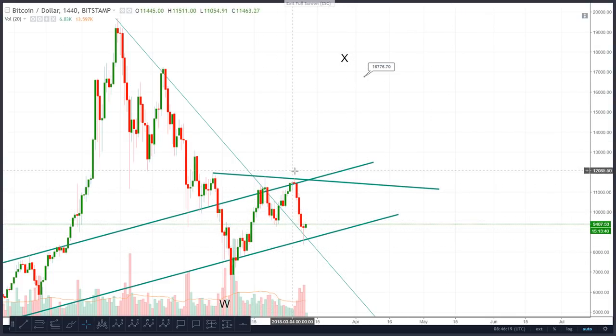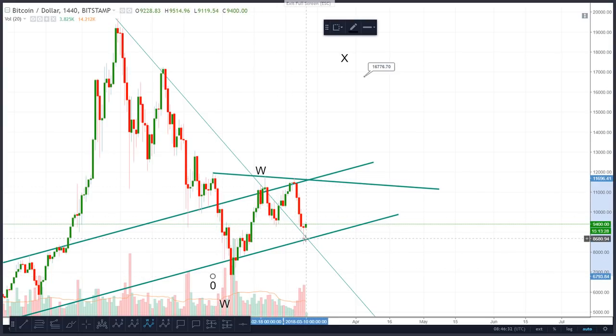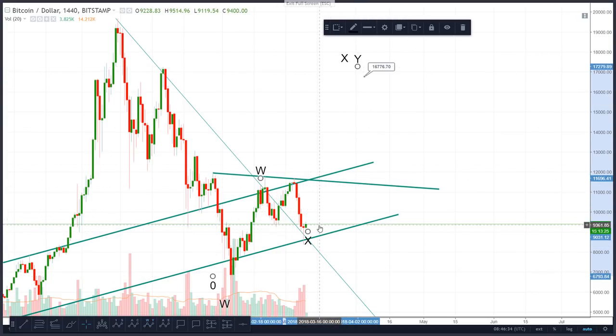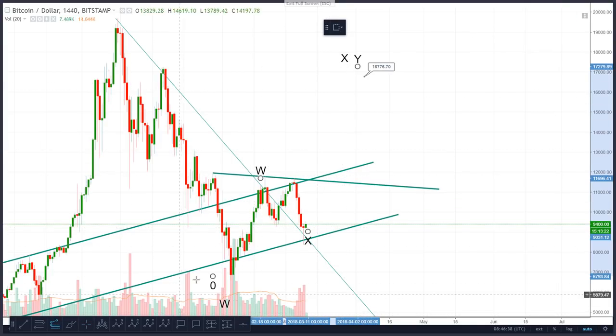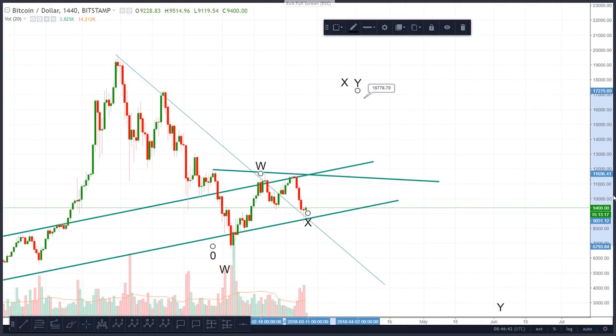That it could be an expanded flat, and as I mentioned, the route from W to X was looking like a WXY. Now let's have a quick look at what the fib extension would be, presuming we use this low as the bottom of X.